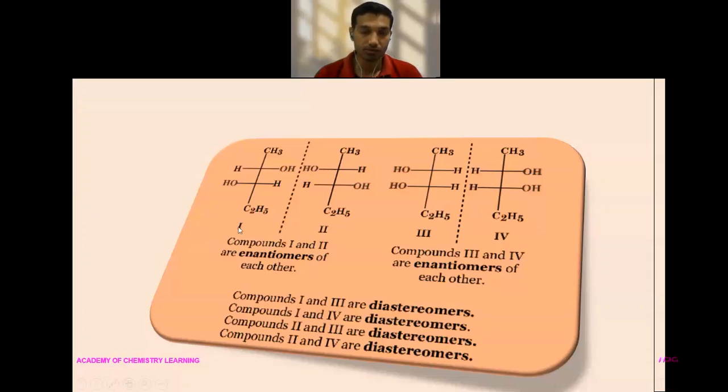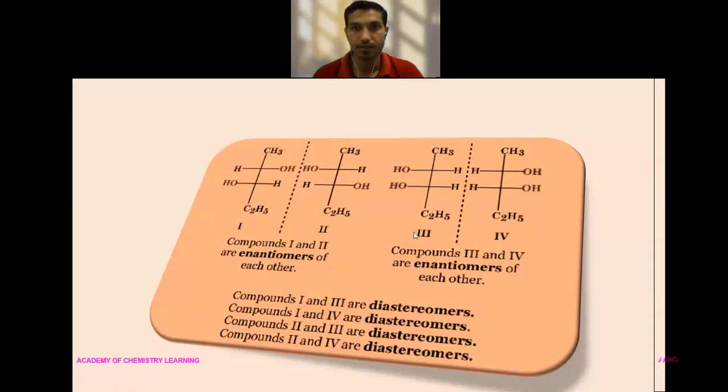This is compound number 1. Now its mirror image, when you see compound number 1 by putting the mirror, should be like this, that is compound number 2. Now when you take compound number 1 and put it over compound number 2, what happened? They cannot be superimposed, so it is non-superimposable. As per the definition of enantiomer, when the mirror images are non-superimposable, they are enantiomers. So compound number 1 and 2 are a pair of enantiomers.